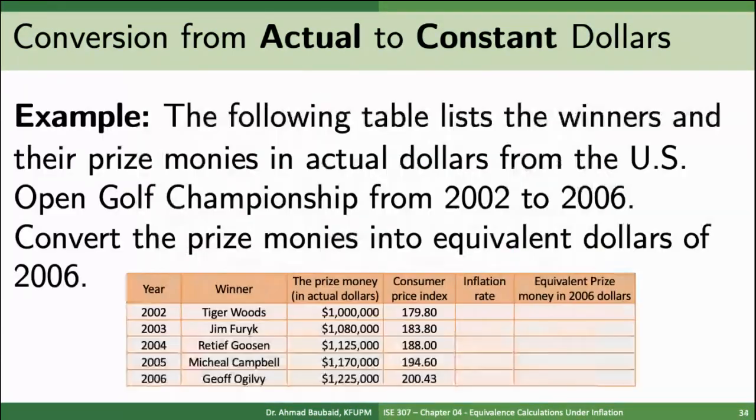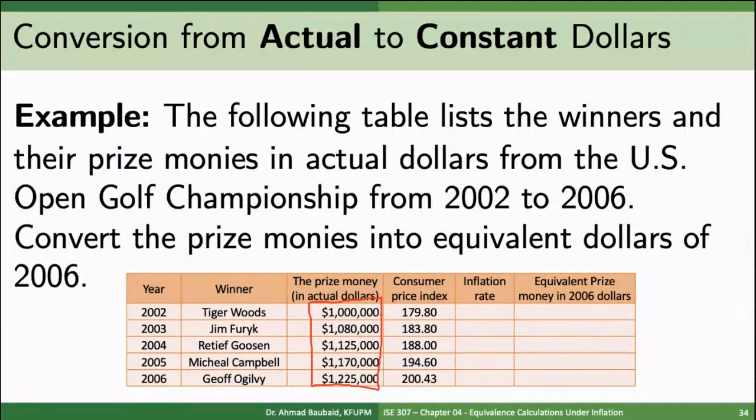Okay, let's see some more examples. Suppose you're given this following table, which has the winners of the US Open Golf Championship tournament. Okay, so 2002, this was the winner, Tiger Woods, and he got this much in actual dollars, right? So this is actual money that was handed to Tiger Woods in that year, and so on, right? So you have all these guys who won the tournament, and these were the amounts that they were given as prizes. All right, and it's asking you the following.